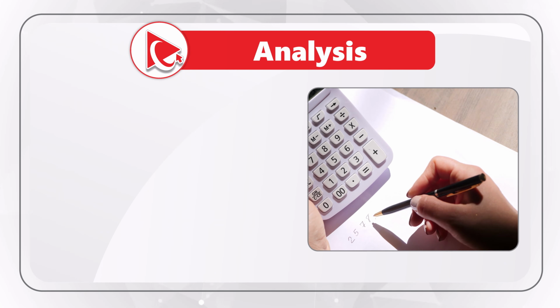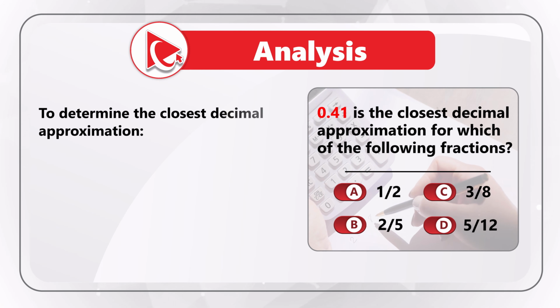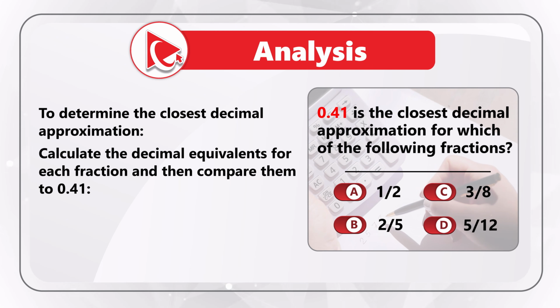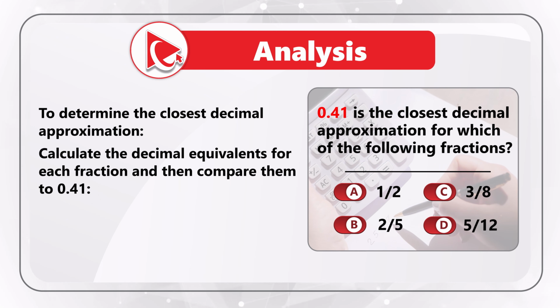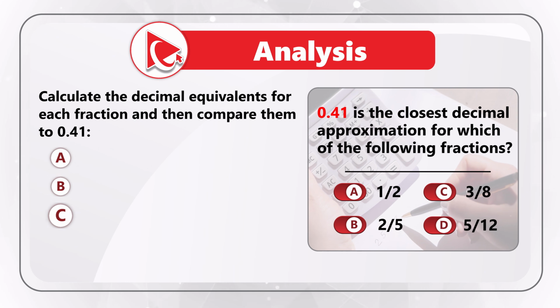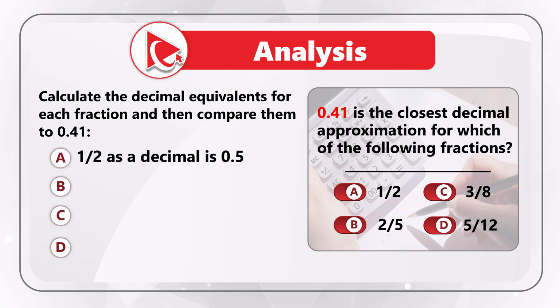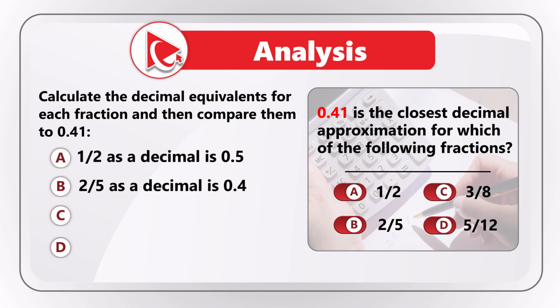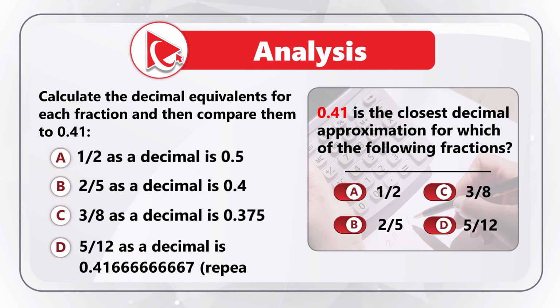So let's take a close look. To determine the closest approximation, we need to calculate the decimal equivalents for each fraction and then compare them to 0.41. So let's do it for each choice A, B, C, and D. For choice A, 1/2 is equal to 0.5. For choice B, the decimal equivalent for 2/5 is 0.4. For choice C, the decimal equivalent of 3/8 is 0.375. And for choice D, for 5/12, the decimal equivalent is 0.41666, and then it's repeating 6, 7.